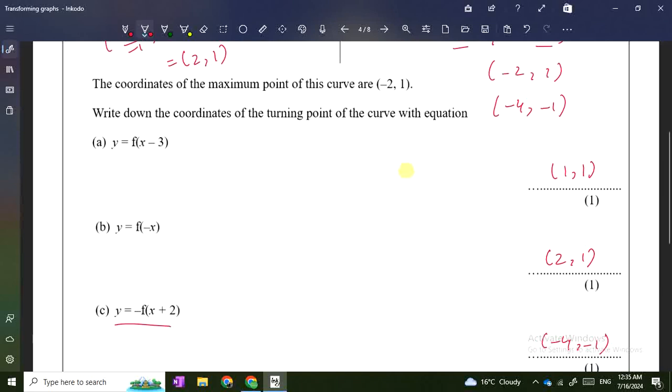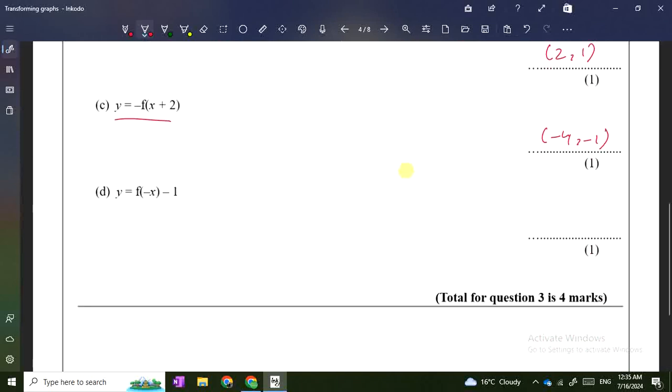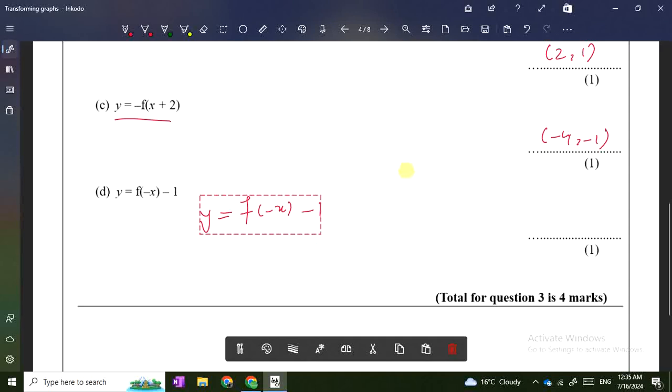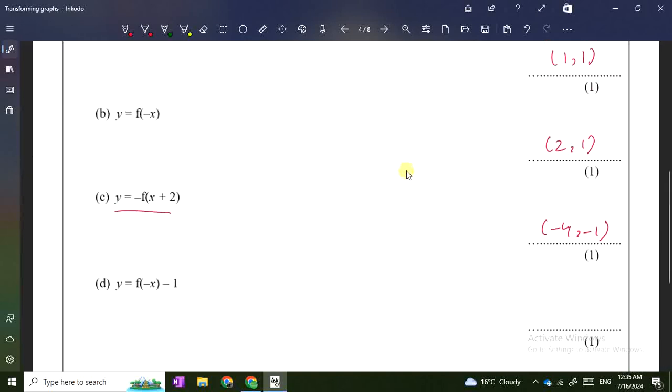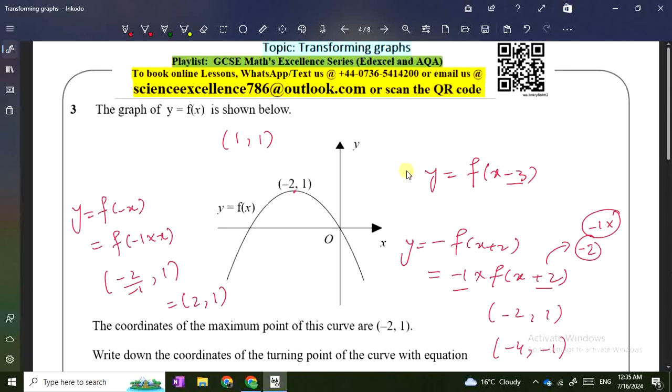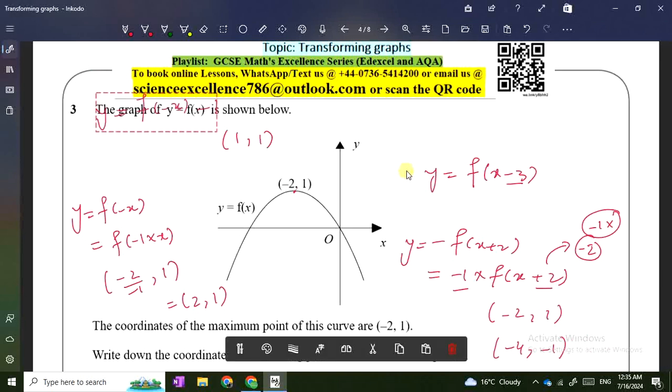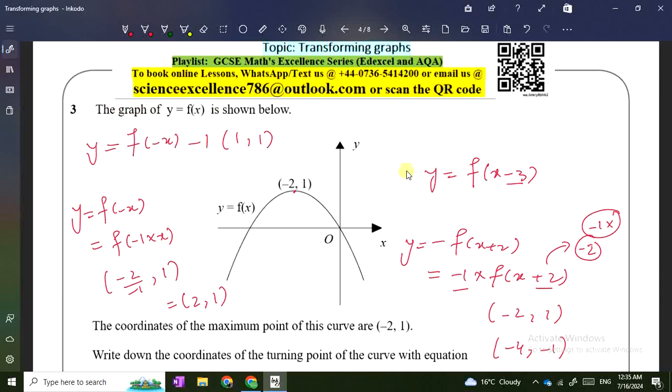So the function is y equals f of minus x minus 1. Okay, let's copy this function and paste it here again. So now we have y equals f of minus x minus 1.